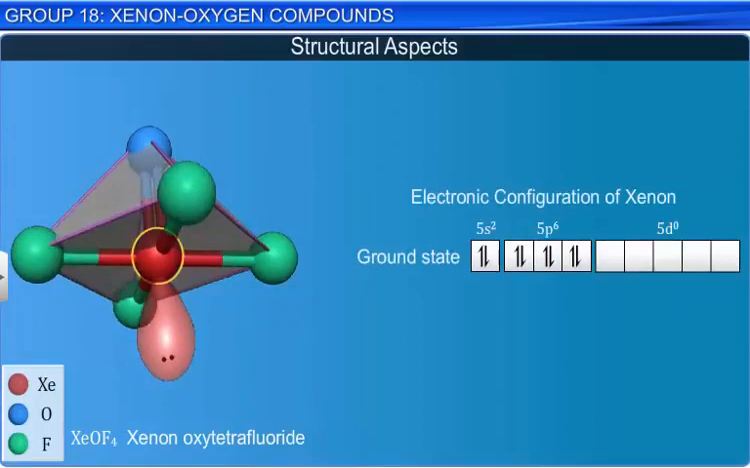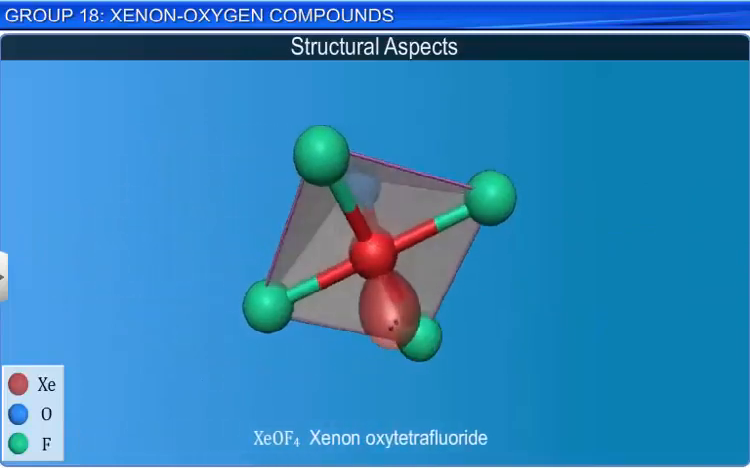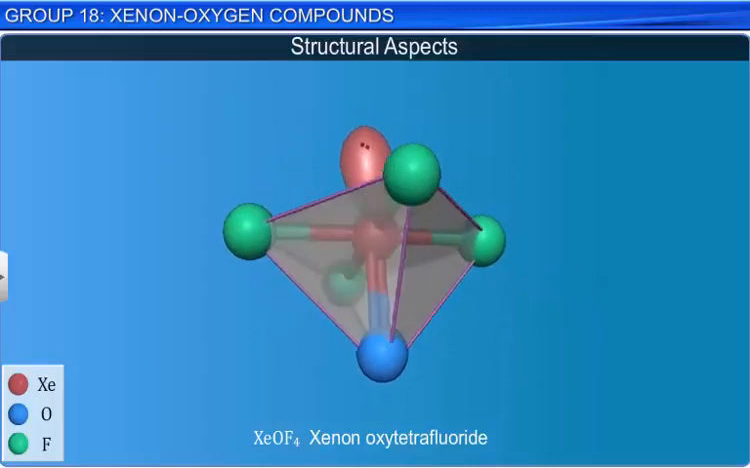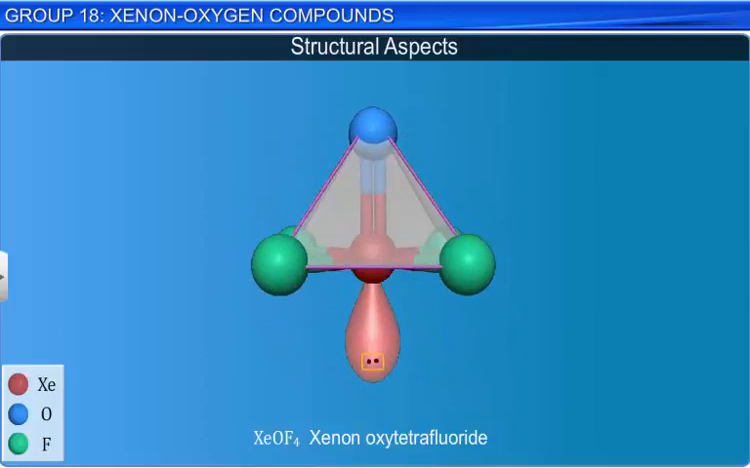The central atom in xenon oxytetrafluoride undergoes sp3d2 hybridization. Xenon oxytetrafluoride has 7 electron pairs. Of these, 6 are bond pairs and 1 is a lone pair. Note that there is 1 dπ-pπ bond in the molecule. The structure of xenon oxytetrafluoride is square pyramidal owing to the presence of a lone pair of electrons on the central xenon atom, as shown here.